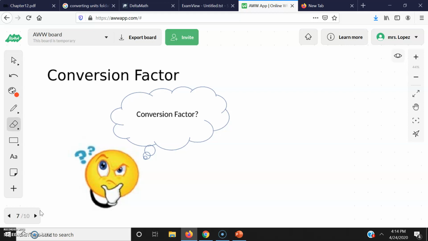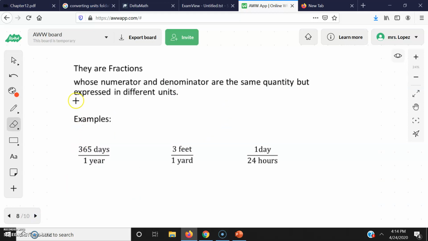Well, a factor is a number that multiplies. 3 times 5, 15, 3 is a factor, 5 is a factor. So we are going to multiply by what? By fractions. We are going to multiply fractions. Okay, so this special fraction is really 1. You are multiplying by 1. It says the numerator and denominator are the same quantity but expressed in different units.